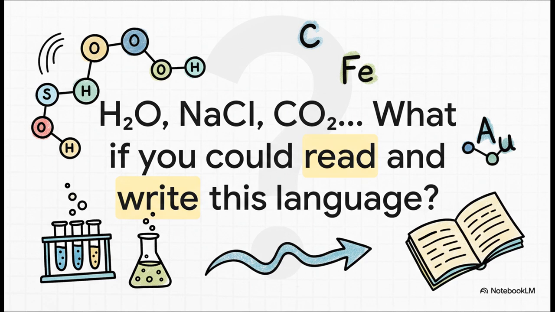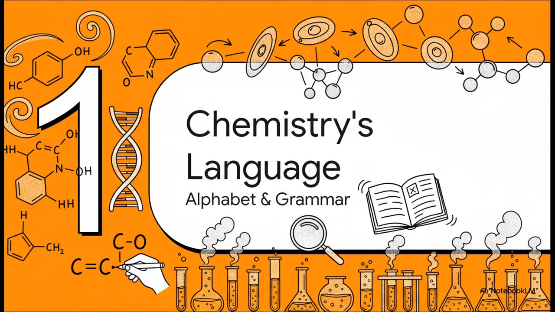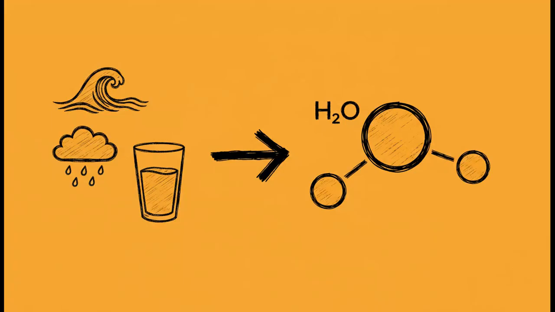But here's the thing. By the end of this, you're not just going to be able to read this language. Nope. You're going to learn how to write it yourself. Ready to get fluent? Just like any language you might learn, chemistry has its own alphabet and its own grammar. And once you get a handle on those two things, the whole world of matter just opens up. Let's decode it together.